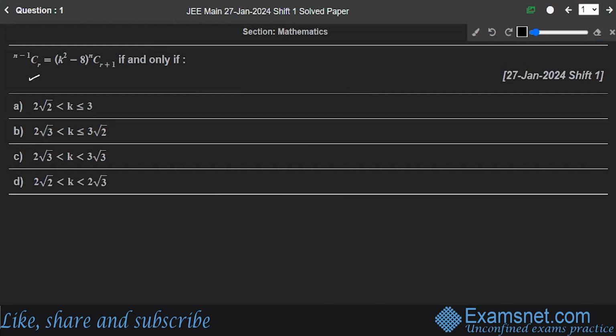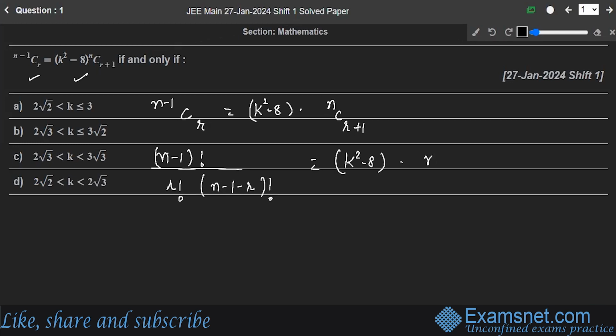It says n minus 1 CR is equal to k square minus 8 times n CR plus 1, if and only if. You have to find out the range of k. So first thing, let's pick up n minus 1 CR is equal to k square minus 8 into n CR plus 1. So this is n minus 1 factorial upon r factorial upon n minus 1 minus r factorial, equal to k square minus 8 into n factorial upon r plus 1 factorial, n minus r plus 1 minus, like this will be in the brackets, right? Okay, let's write it down.